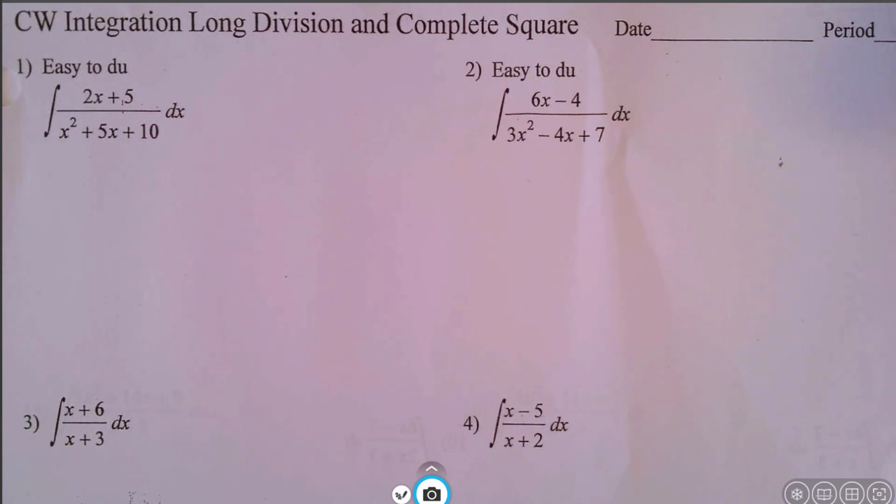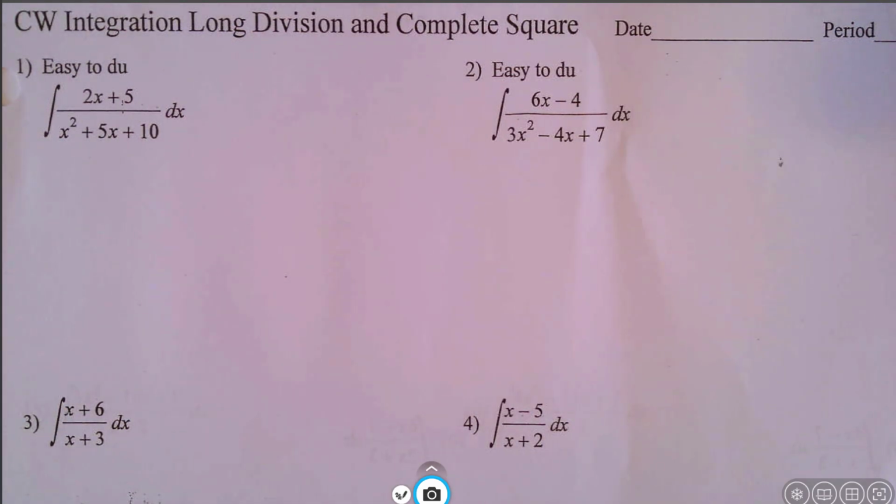Alright, in this video I'm going to go through classwork integration, long division, and completing the square. So we're going to cover u-substitution, long division or synthetic division, partial fractions, and completing the square. And let's get started. So number one, for the first page here, all we're going to do is some u-substitution.